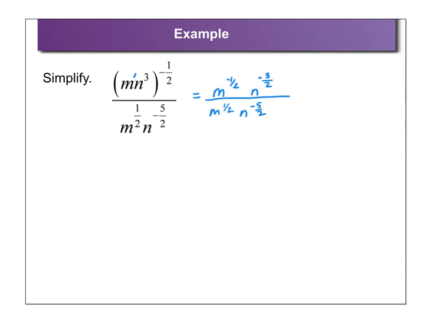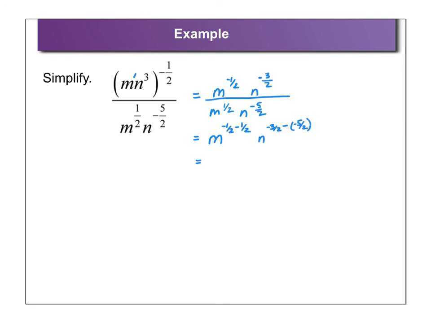Now we have an m power and an n power in both the numerator and denominator, so I'm going to be able to combine those to create a single m power and another n base power. When I am dividing two powers with the same base, I recall that I may subtract the exponents to simplify. So for my power with base m, I'm going to have -1/2 subtract 1/2. And for my power of base n, I'm going to have -3/2 subtract -5/2. So let's work that out.